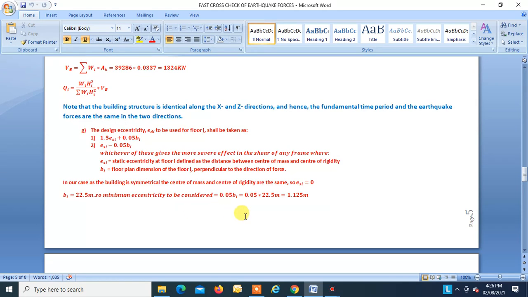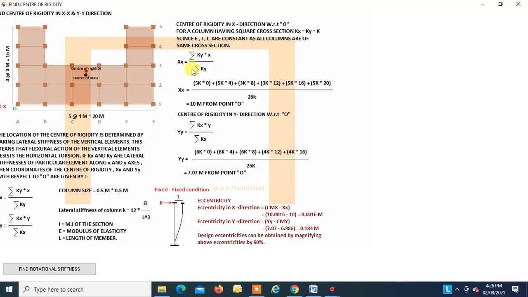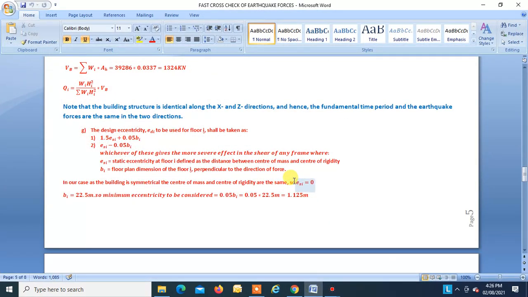But in our case, as the building is symmetrical, our center of mass and center of rigidity fall at the same point. So ESI is equal to 0. That is why I have taken ESI equal to 0. So the only thing remaining is 0.05 BI. What is BI? BI is the plan dimension of the floor I perpendicular to the direction of the force.